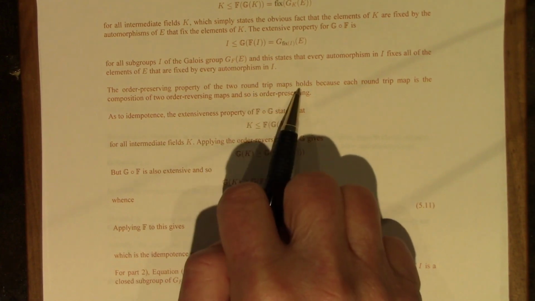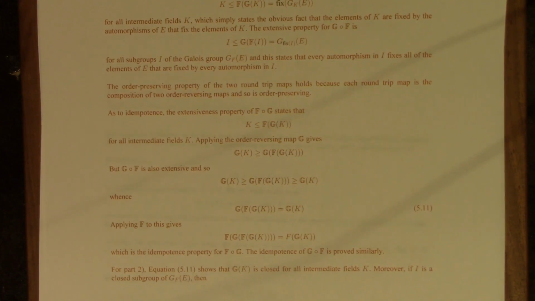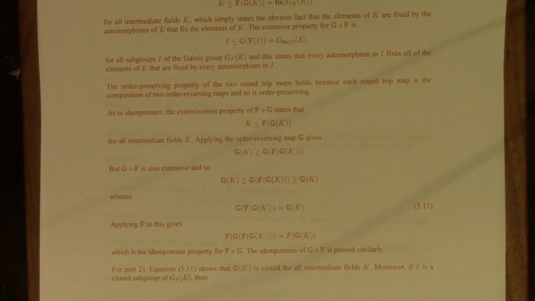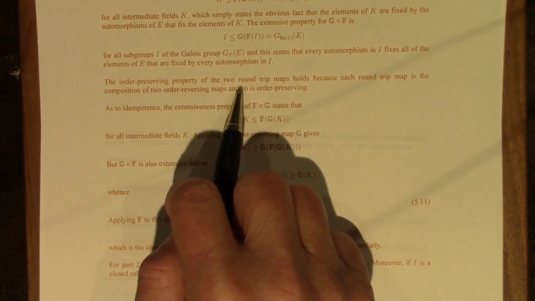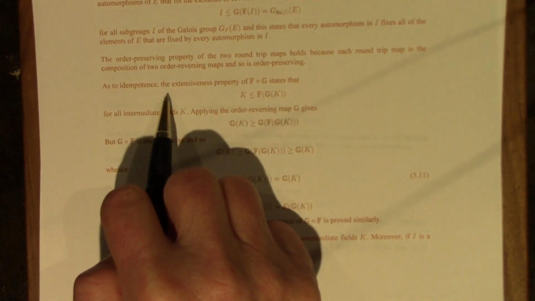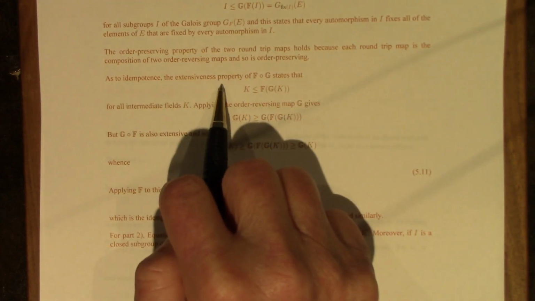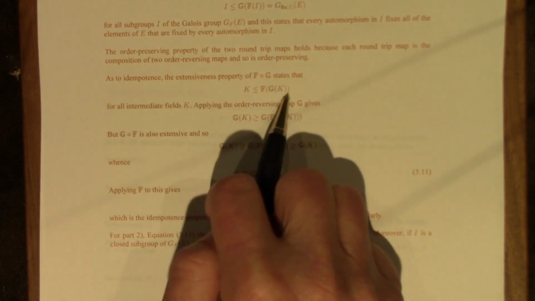The order preserving property of the two round-trip maps holds because each Galois map is order reversing. So if you apply two of them, you preserve order. So we have the extensive property, and we have the order preserving property. We have to check idempotence. Okay. The extensiveness of FG tells us this.